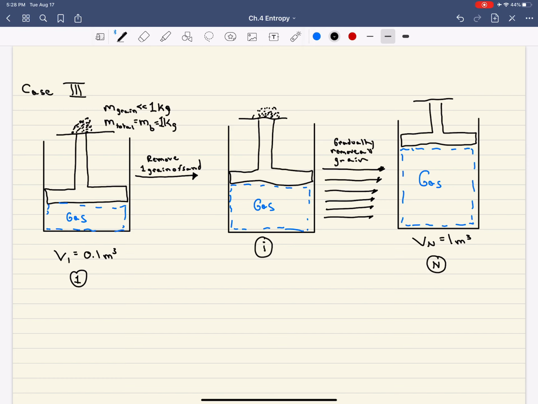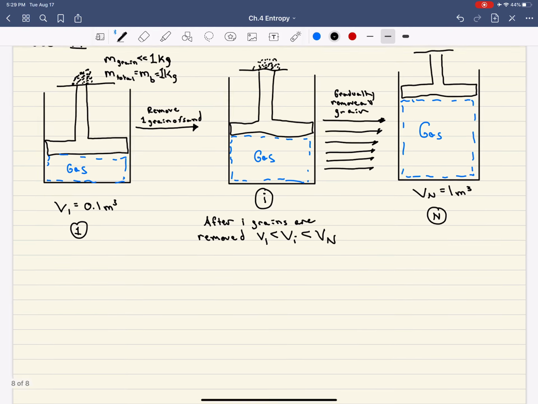Right? And so after I grains are removed, the volume of the system, V_I, is going to be somewhere between V_1 and V_N. Okay? And so this is the premise now. We basically split that block into a lot of different pieces, a lot of different grains, and we're removing those grains one at a time. And each time after we remove a grain, we wait a while.